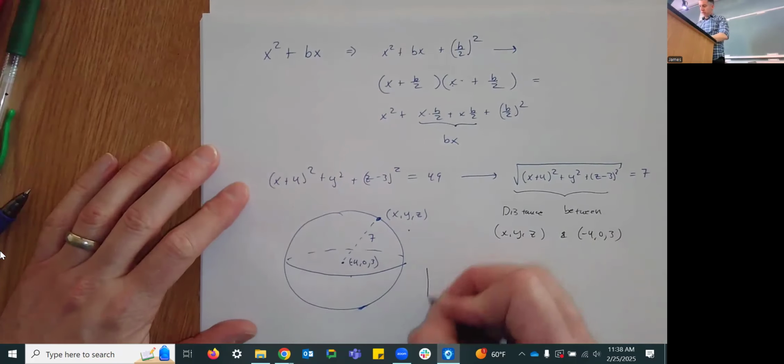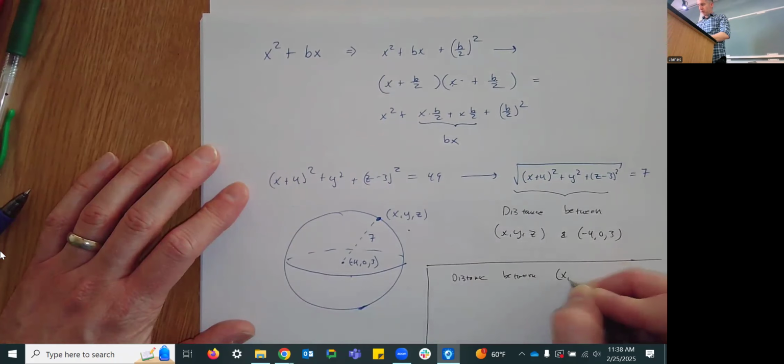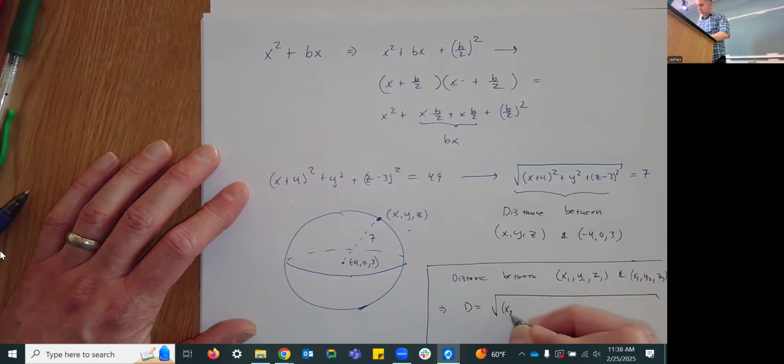So more generally, the distance between 2 points x1, y1, z1, and x2, y2, z2 is exactly the square root of the difference between the x's squared plus the difference between the y's squared plus the difference between the z's squared.